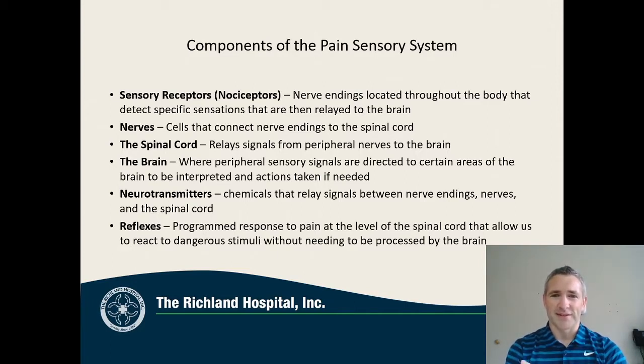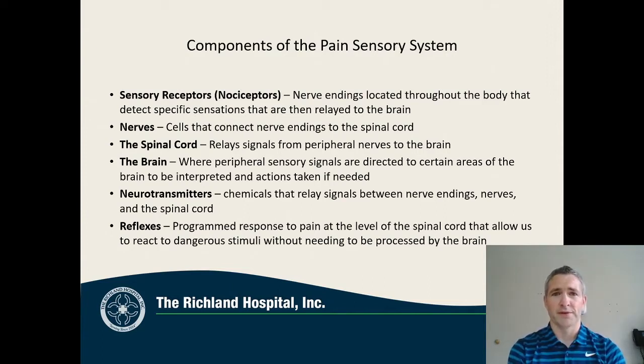The skin has almost all of these in, because the skin is our first interaction with the world outside of our body. So we want to be able to detect all different things. So the skin's a great example of highlighting all these different types of sensory receptors.